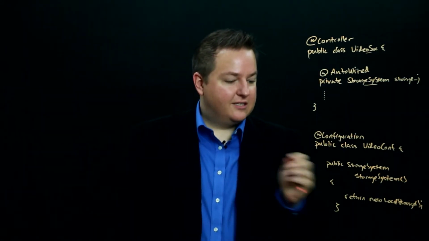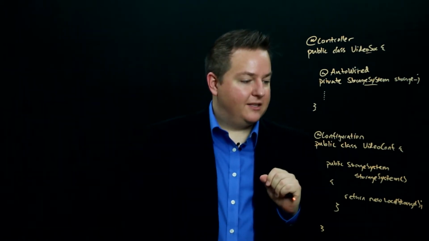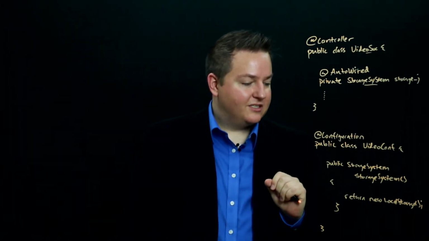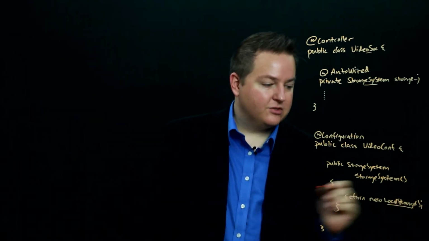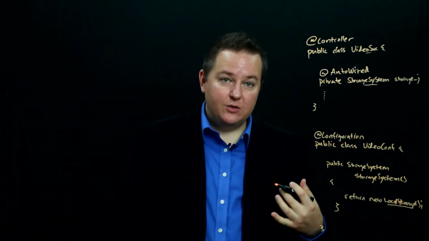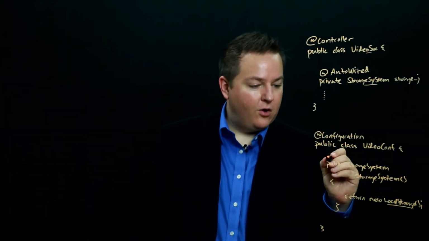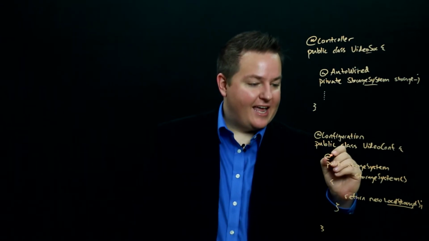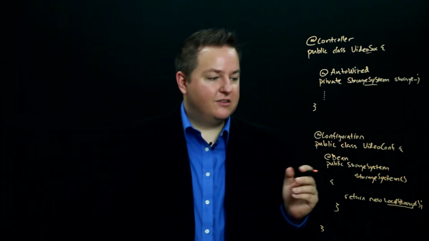So in this configuration class, we've created a method that's called storageSystem, and when you invoke it, it gives you the actual implementation, in this case LocalStorage, that we would like to use for this auto-wired storage system dependency. And then all we need to do is add @Bean as an annotation to this method.